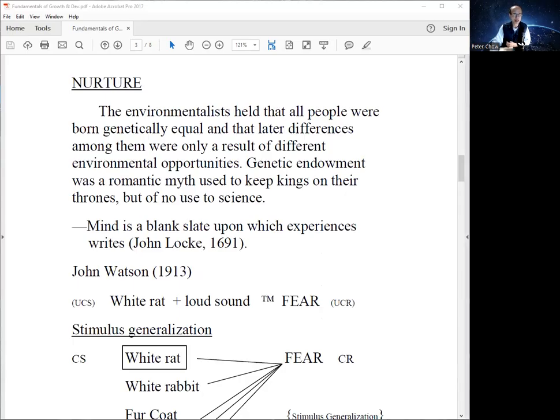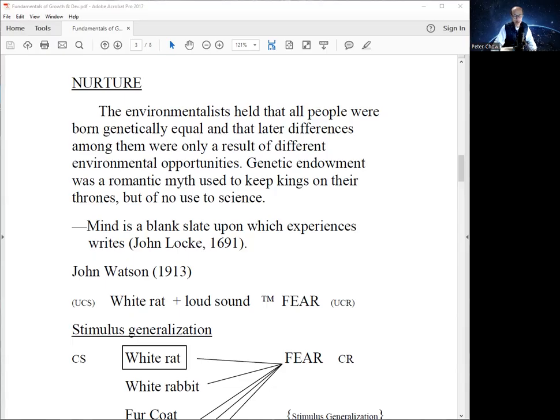So let's take a look at the nature-nurture controversy. The environmentalists claim that a person's whole being was shaped by how and in what circumstance one was raised or nurtured. Genetic endowment was the romantic myth used to keep the king on the throne, but of no use to science. The environmentalists, however, held that all people were born equal and that later differences among them were only a result of different environmental opportunities.